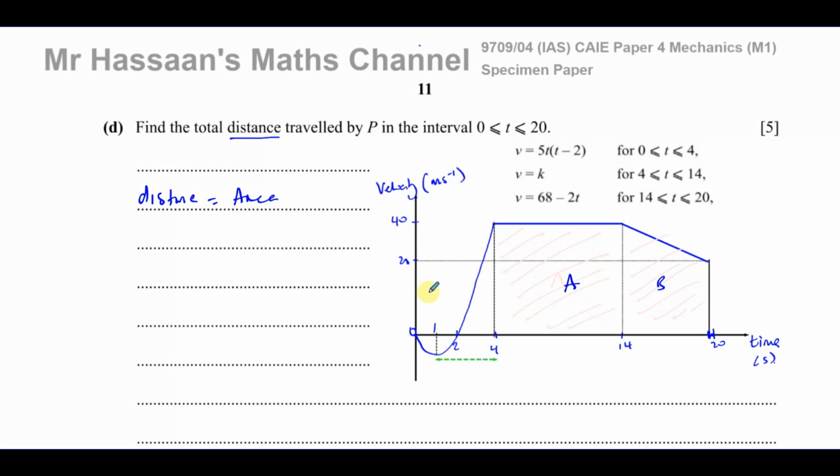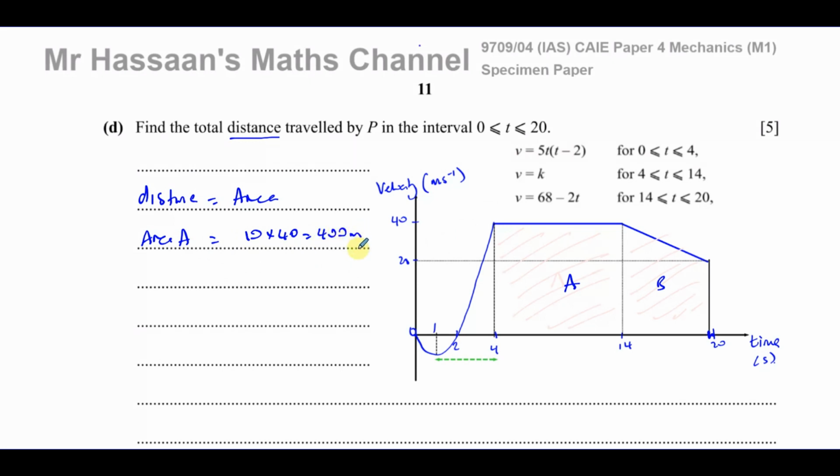Okay, so for A and B, no problem. A is basically going to be a rectangle, and this is 10 against 40. 10 times 40, that's 400. So that's 400 meters.